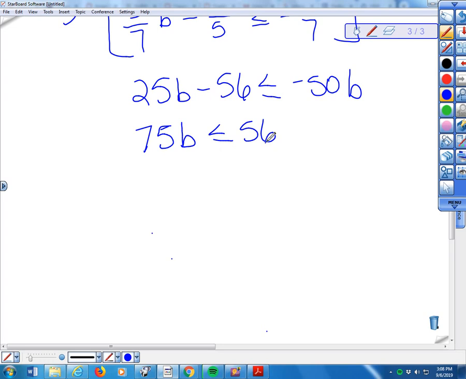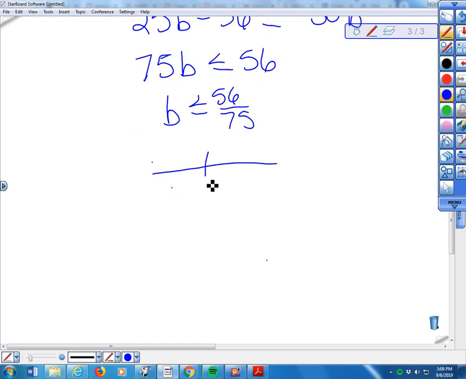Right, I added 50 over, and then I added 56 over. So I have B is less than or equal to 56 over 75, which is less than 1, right? If I just do a quick sketch, it's going to be less than or equal to 56 75ths. 1's over here somewhere. So in interval notation, it would be negative infinity to 56 over 75, bracket.